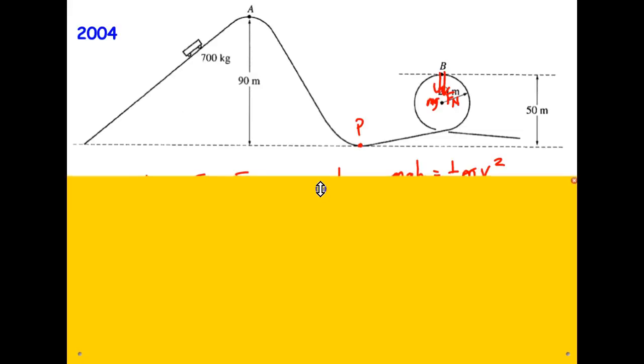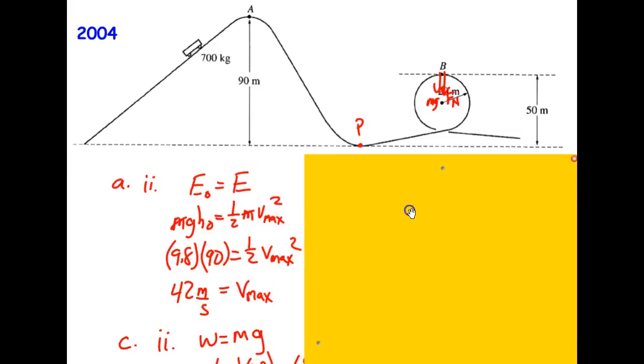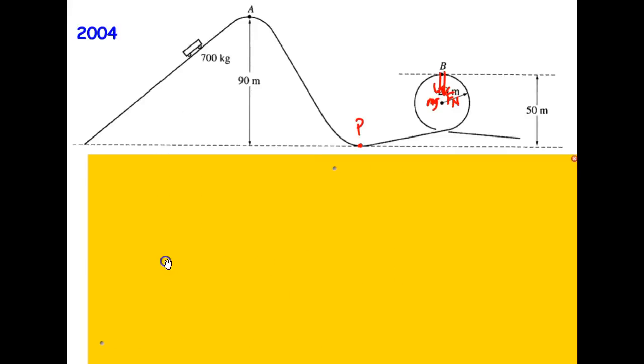For that, of course, you would use conservation of energy. So up here at A, just gravitational potential. Down here at P, you would have its maximum kinetic. 9.8, mass cancels. 9.81 times 90 equals 1/2 Vmax squared. Solving for Vmax, you should get 42 meters per second.